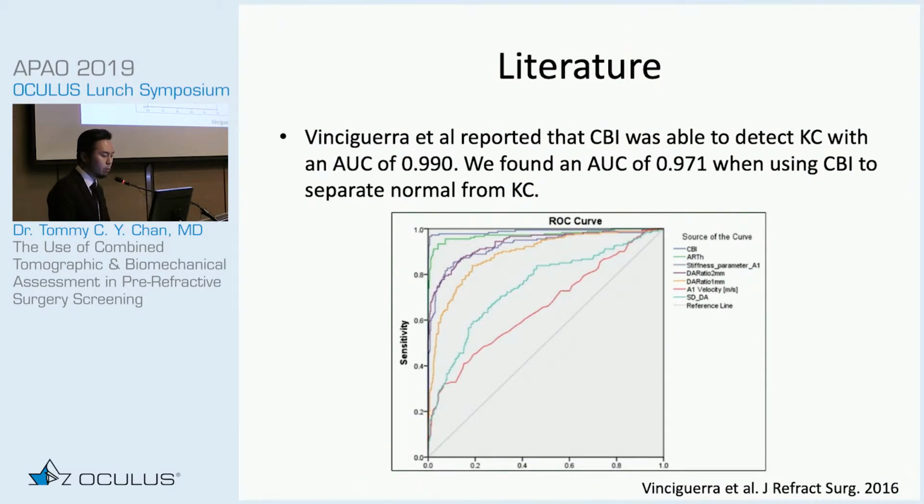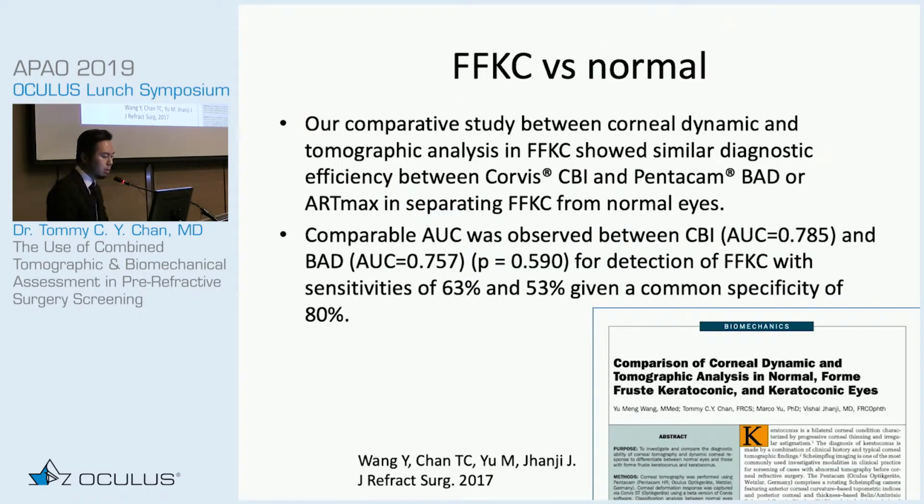In the literature, the Vinciguerra group reported a high AUC of using the CBI in determining keratoconus from normal, and we also find a similar high AUC in our data. Later on, we conducted a comparative study using corneal dynamic and tomographic analysis in those with form fruste keratoconus compared to normal eyes. We find that the AUC of the CBI and the BAD for detecting form fruste keratoconus are pretty similar.